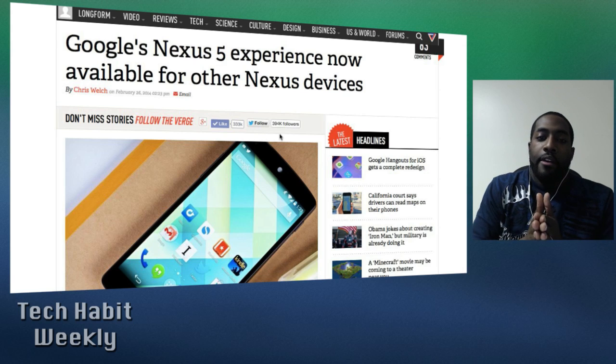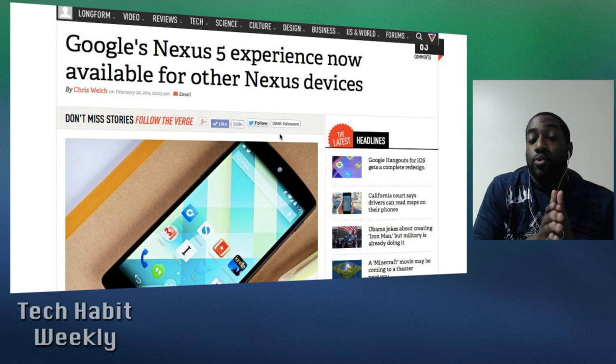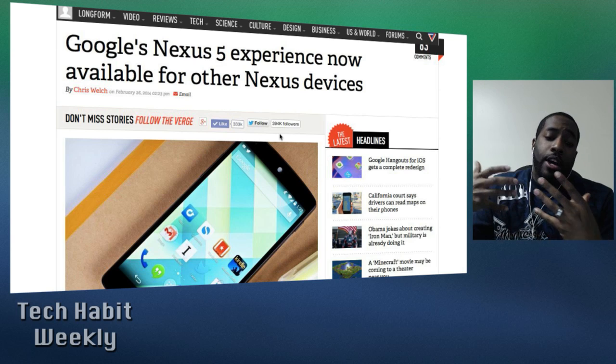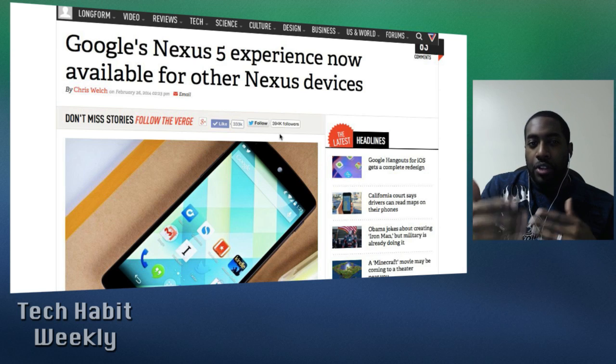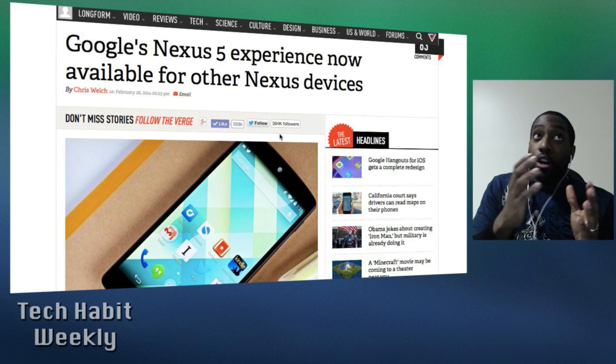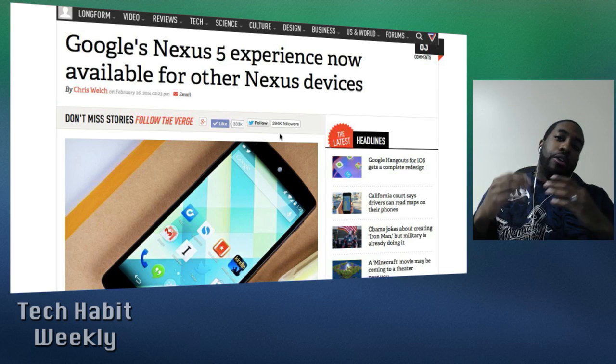Say if I get a Samsung Galaxy S through AT&T, it's going to have AT&T's bloatware and different things on it, their launcher, TouchWiz, things like that. Well, Google is primarily a software company.